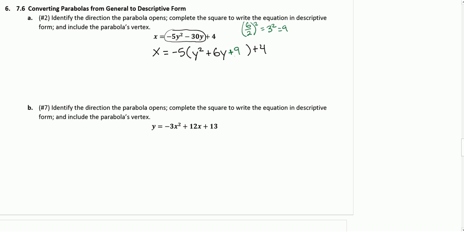But when I add 9 inside the parentheses, its value is really negative 5 times 9, which is negative 45. So I have subtracted 45 by putting that 9 there. So I need to do the opposite on the outside. I need to add 45 to compensate for subtracting the 45.